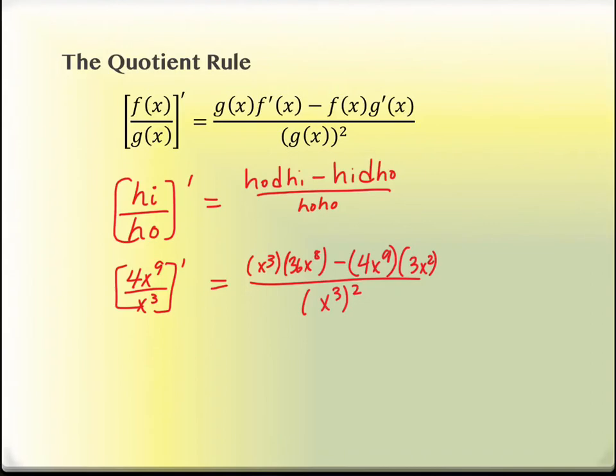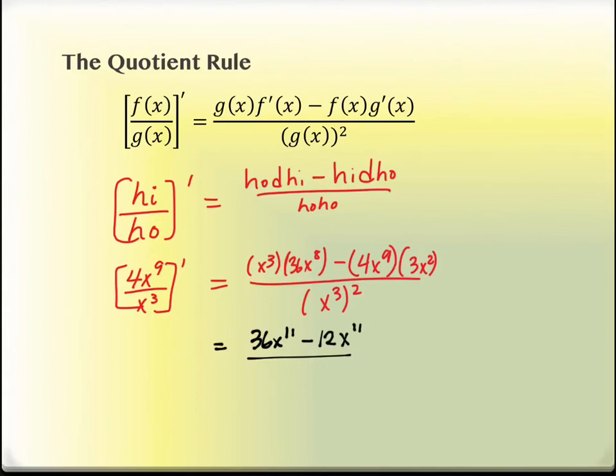So we typically have a fair bit of cleanup when we work with quotient rules, sometimes more than others. This one's got a lot because there's just a lot of cleanup with these particular functions. But we typically have some cleanup to do. So on this one, I have 36x to the 11th. Does that look right? And then I have minus 12x to the 11th.